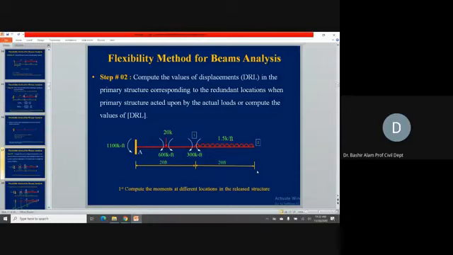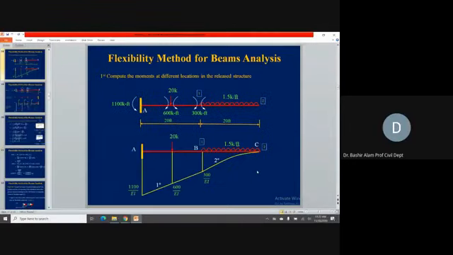Now we have a fully described conjugate beam. Now once we have this, at a section, if we find a moment, that will give you the deflection in the actual structure. And in the conjugate beam, if we find a shear at a section, that will give you the rotation or slope in the actual structure. So those are the corresponding values. From here now what we do, we draw the bending moment diagram.